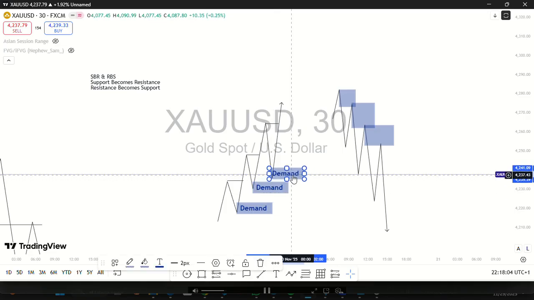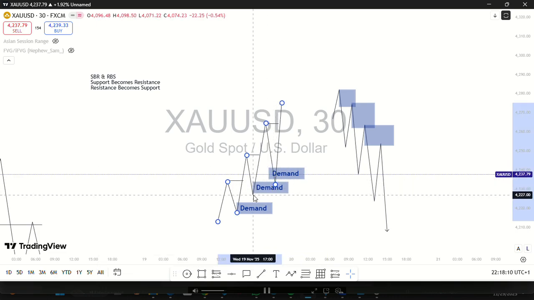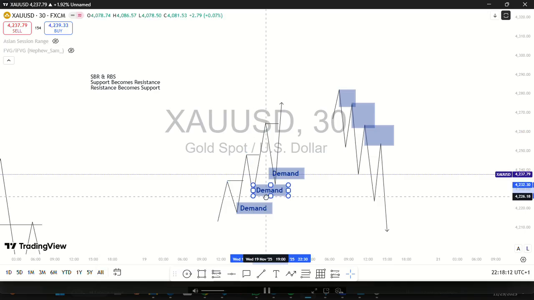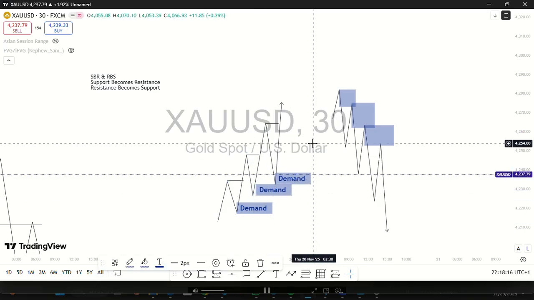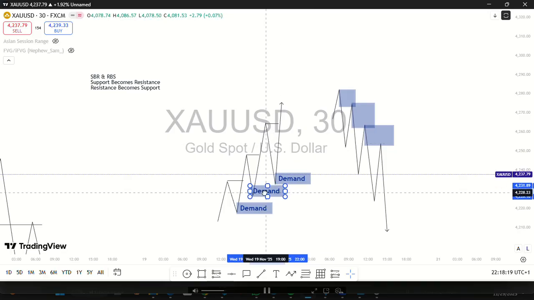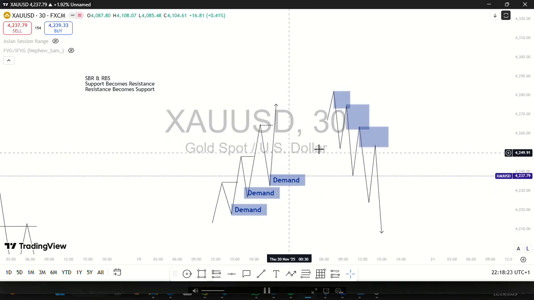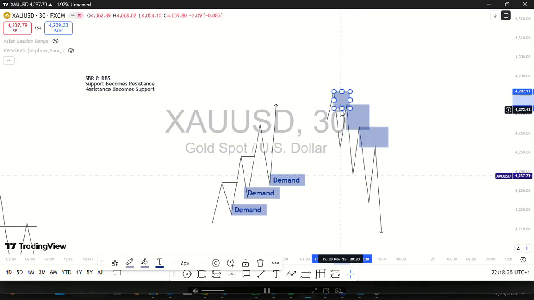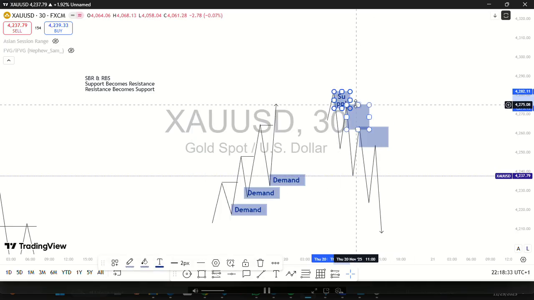Whenever price comes back to a demand zone, we're expecting price to go up, or to continue moving upwards from there. That's the normal way price moves. But it's not always like this, though this is a good textbook example. Then this is supply, supply, supply, supply, supply.